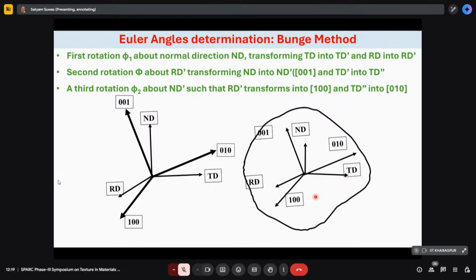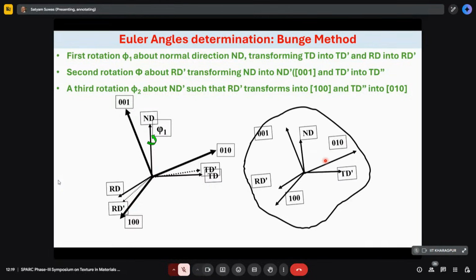So what I do is first rotation phi1 about the normal direction ND that transforms TD into TD prime. So around this direction I am going to rotate. You see the first rotation was given around this. If you rotate this, then after rotation, TD became TD prime and RD became RD prime, right? So TD became TD prime and RD became RD prime. It came to a new position.